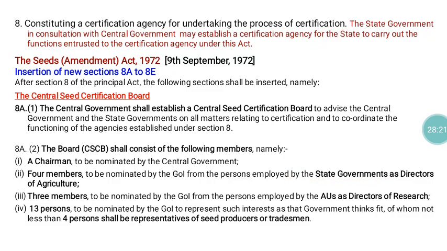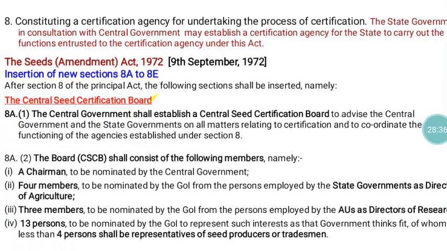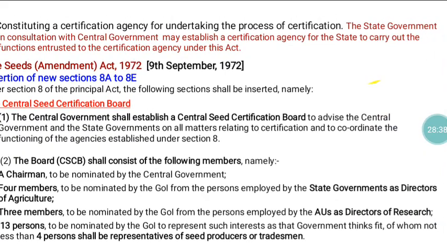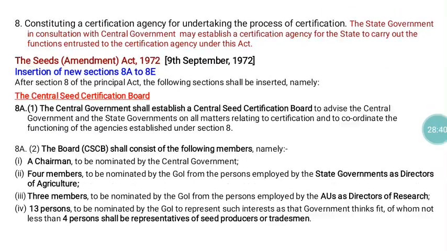Then Section 8 mainly deals with constituting a certification agency for undertaking the process of certification. Here the Seed Act gives a provision for the establishment of certification agencies by the state government in consultation with the central government. They can establish a certification agency in the state mainly to carry out the function of seed certification as per the functions narrated in this act.